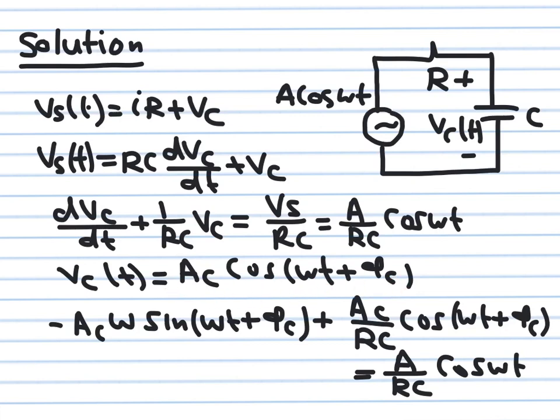In order to find some useful equations here, I have a cosine and a sine with an angle omega T plus phi C. So I'm going to write the expansion of sine(omega T plus phi C). It's going to be sine omega t cosine phi c plus cosine omega t sine phi c. And then we write the expansion of cosine(omega t plus phi c) as cosine omega t cosine phi c minus sine omega t sine phi c. What I'm trying to do here is to have everything as one term multiplying cosine omega t and one term multiplying sine omega t, and then equate them to the right-hand side, which is the excitation.